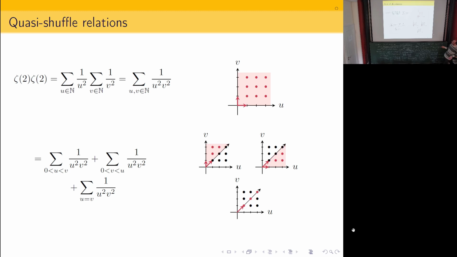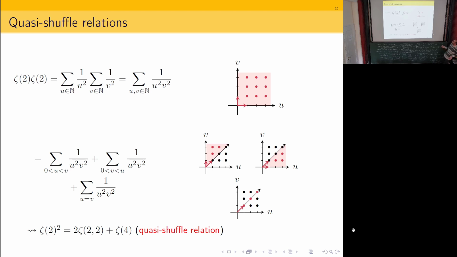And that's one way to find some relations in the algebra generated by multiple zeta values. Because here now, this you recognize is equal to zeta of 2, 2. This is also equal to zeta 2, 2, and this is equal to zeta of 4. So you find this relation, which is called the quasi-shuffle or Stuffle relation.